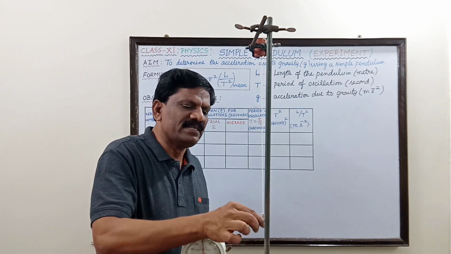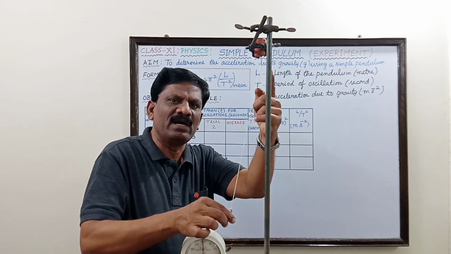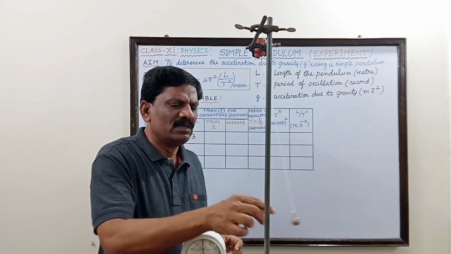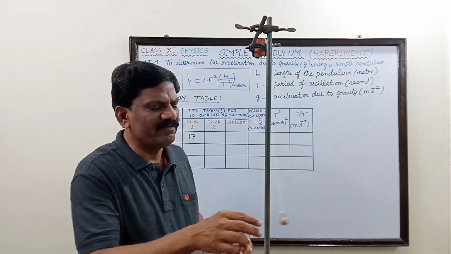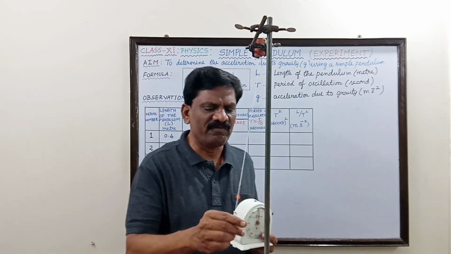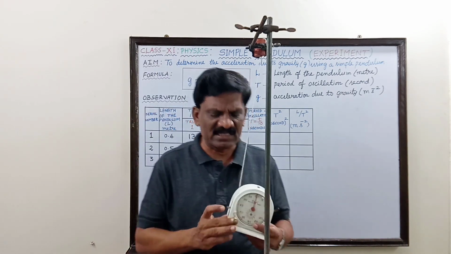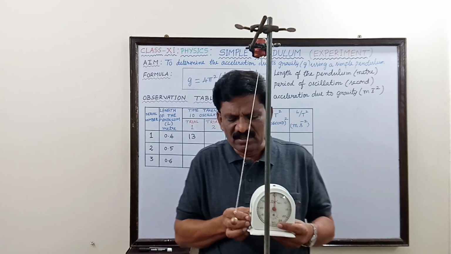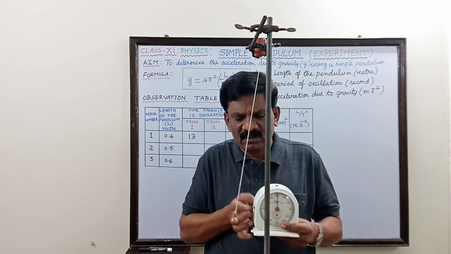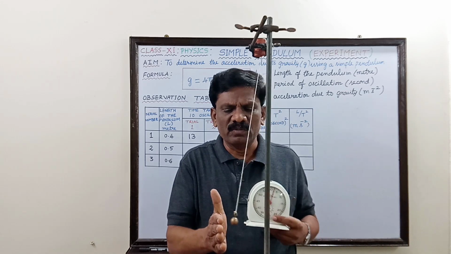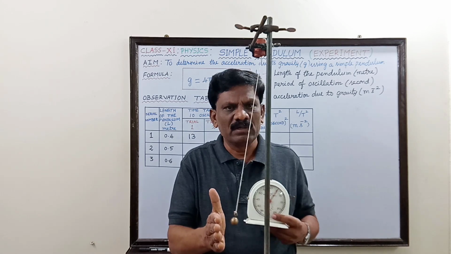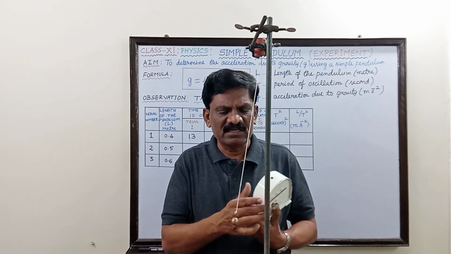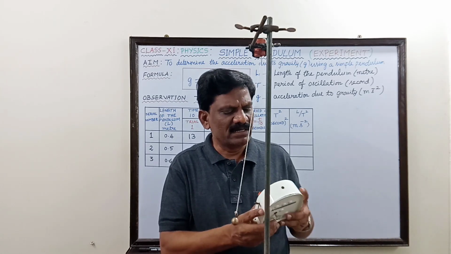I told you that the extreme position should have a very small angular displacement, less than 5 to 10 degrees. So from here you have to make it oscillate freely, free oscillations like this. Once again I am going to start the clock when the bob turns towards my right side. I have started: 1, 2, 3, 4, 5, 6, 7, 8, 9, 10.